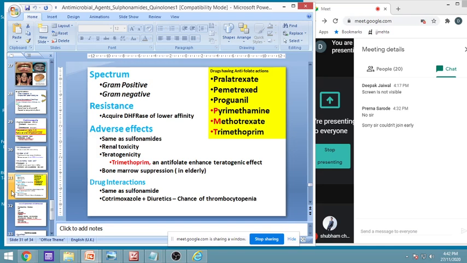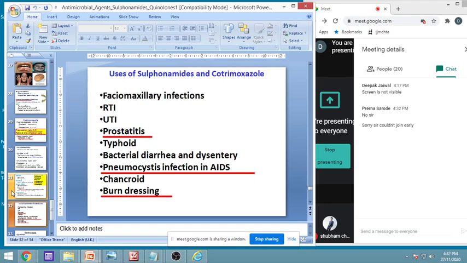There are many other drugs which have antifolate actions, and if they are given simultaneously, it can cause serious reduction in folic acid. Examples are pralatrexate, methotrexate, pemetrexed, proguanil. Proguanil is again used in protozoal treatment. Then pyrimethamine, methotrexate, trimethoprim. These are various agents with antifolate actions, and as I told you, many of them have different uses. So what are the uses of sulfonamide and cotrimoxazole?